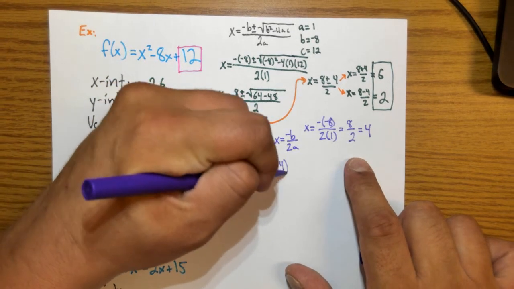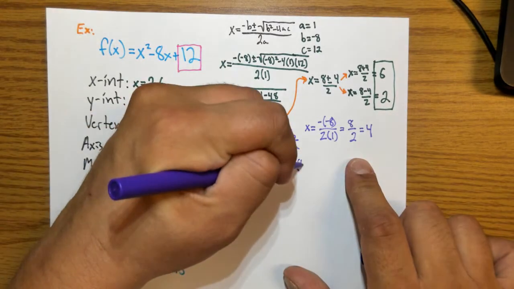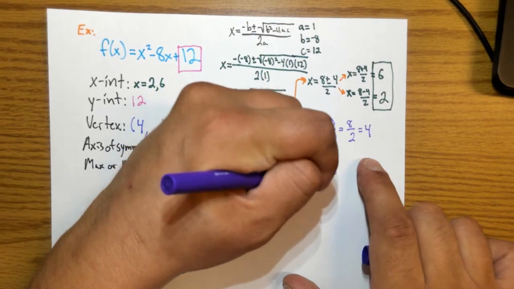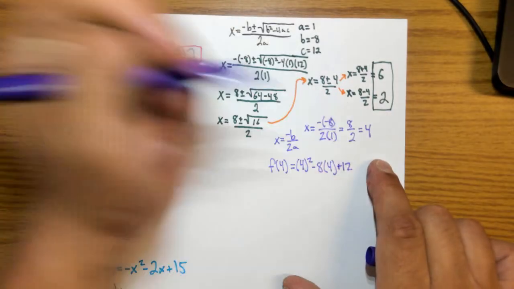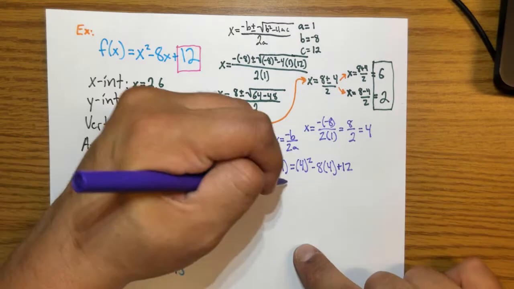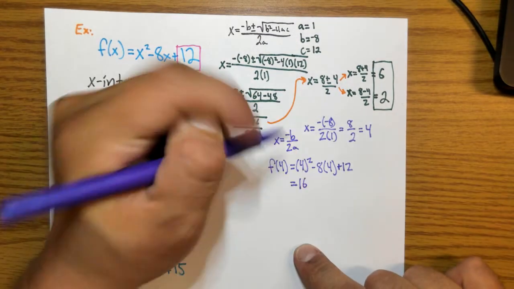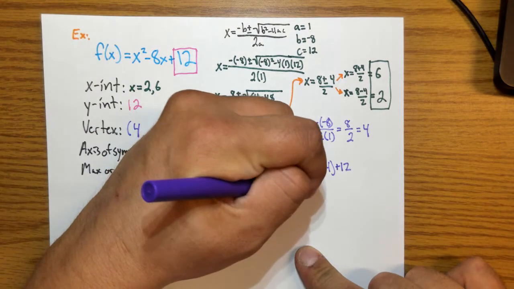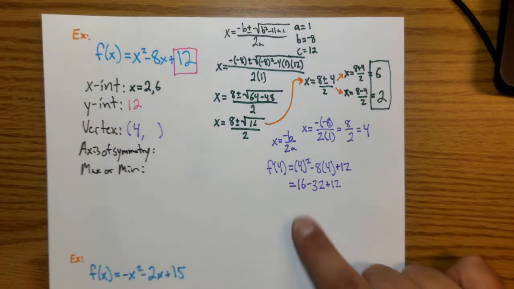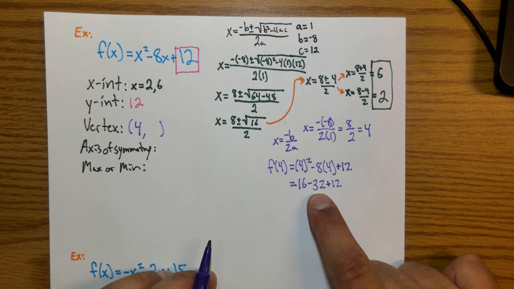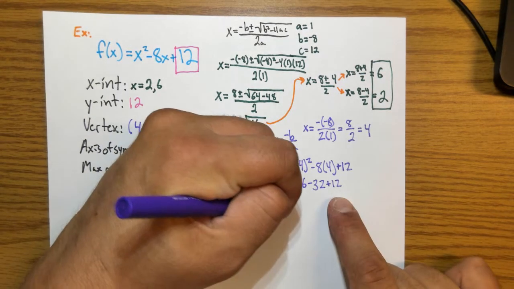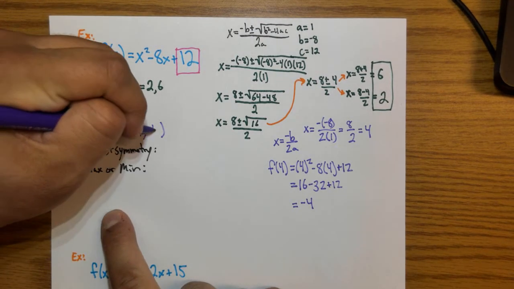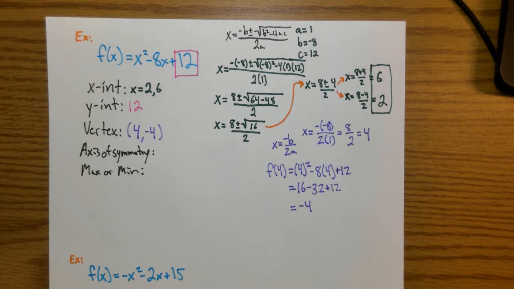So f of 4 equals x squared, so 4 squared, minus 8x, so minus 8 times 4, plus 12. And we will have 4 squared is 16. Negative 8 times 4 is negative 32. Plus 12. Well, 16 minus 32 is negative 16. Plus 12 is negative 4. So our vertex in this case is at 4, negative 4.